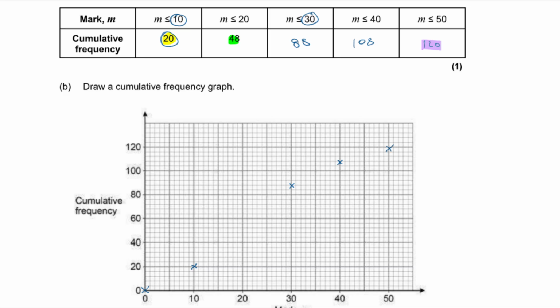Okay, now join it with a nice smooth typical S-shaped cumulative frequency curve. Okay, single line. Make sure you skewer each of your points. Make sure you don't feather.